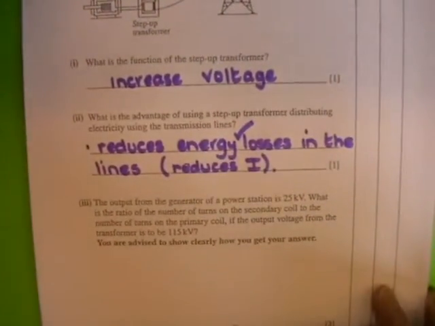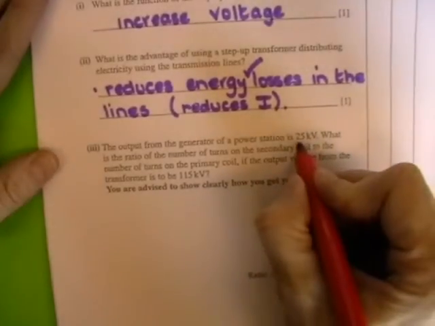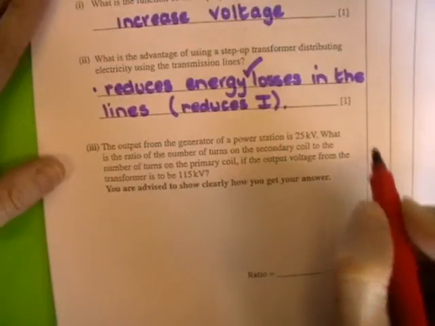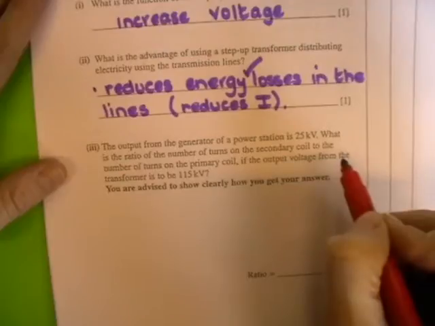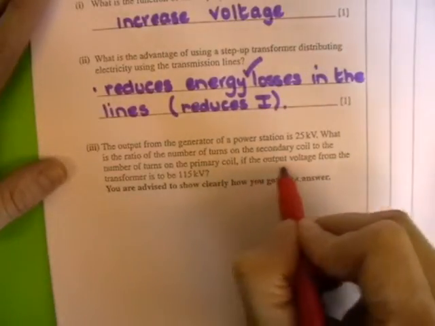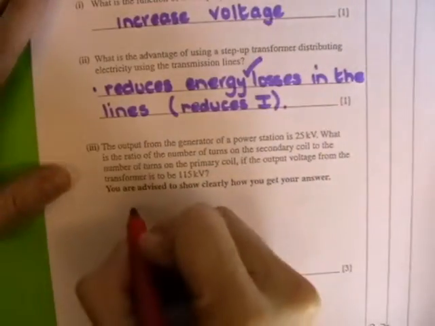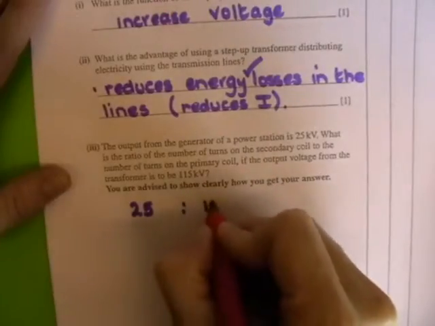Another transformer question. This time you're told that the output from the generator of a power station is 25 kilovolts. Then it says, what is the ratio of the number of turns on the secondary coil to the number of turns in the primary coil if the output voltage from the transformer is to be 115? So you want to step up from 25 kilovolts to 115.